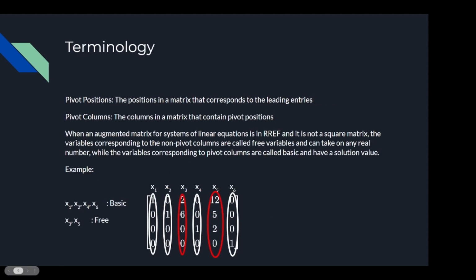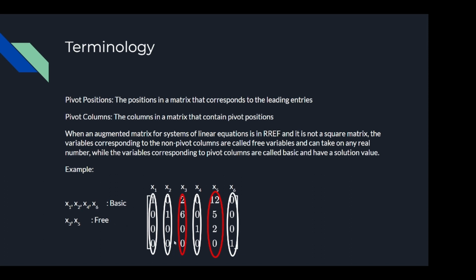And some terminology to remember that can be important later on. So the pivot positions are the positions in a matrix that correspond to the leading entries. So for the pivot positions of this, it would be row 1, column 1, row 2, column 2, row 3, column 4, and so on. And the pivot columns are the columns that contain the pivot positions. So it would be column 1, column 2, column 4, and column 6.